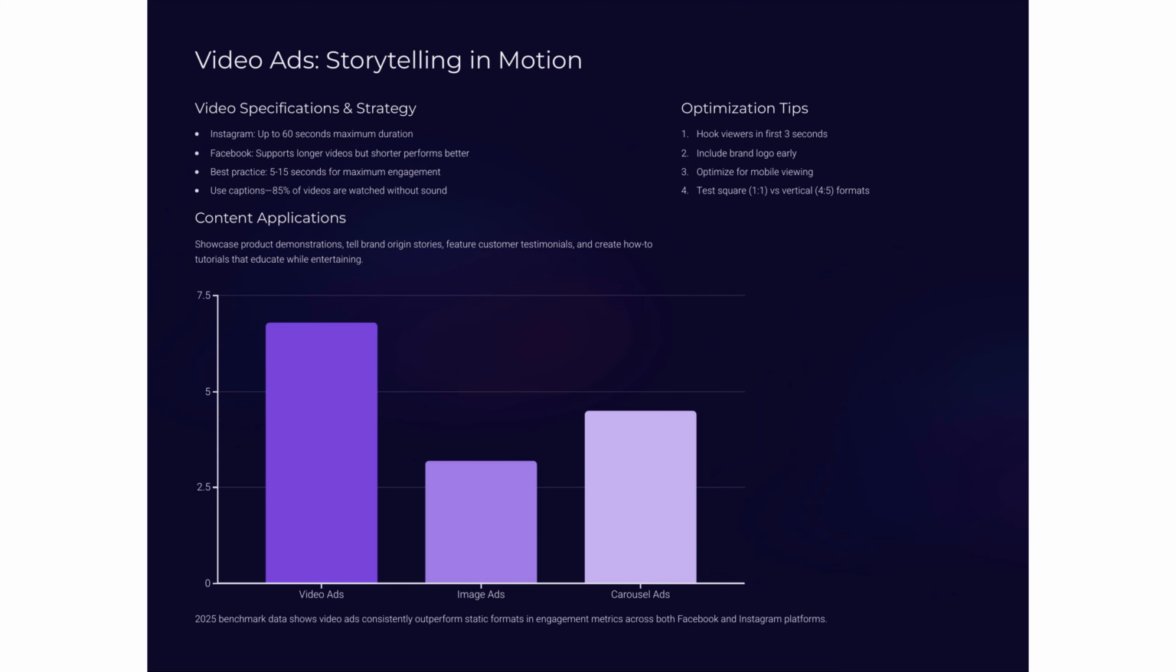Video ads excel in storytelling, offering dynamic engagement. Instagram allows up to 60 seconds, while Facebook supports longer durations, though shorter videos perform better. Aim for 5 to 15 seconds, using captions as 85% watch without sound. Showcase demos, brand stories, and tutorials. Hook viewers in 3 seconds, include logos early, and optimize for mobile with square or vertical formats.